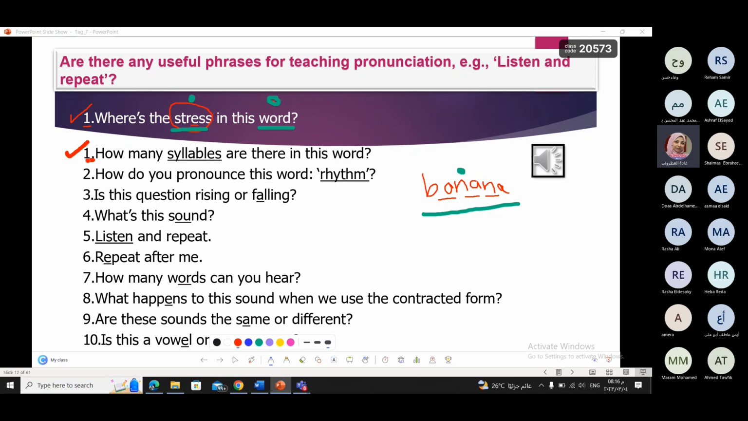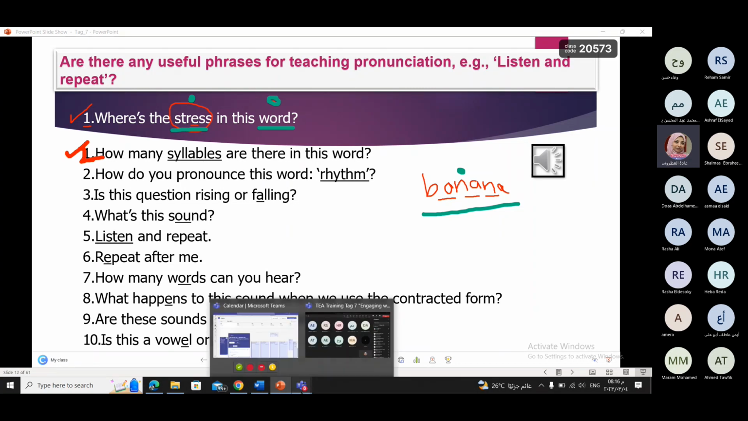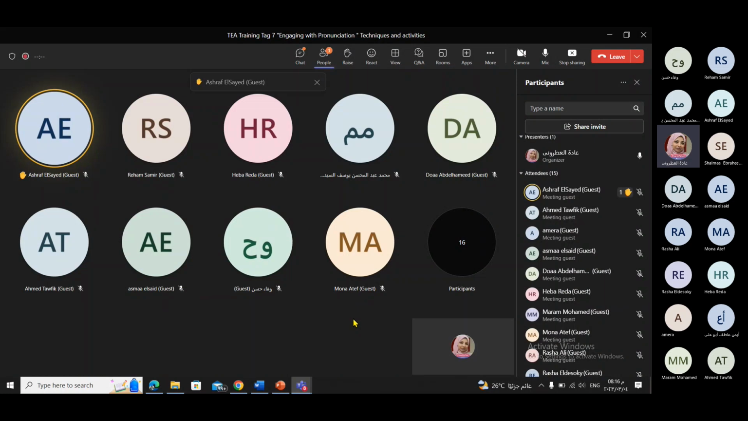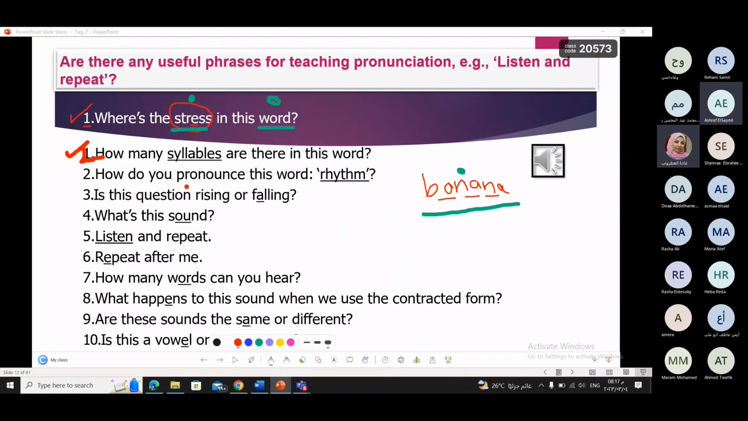What about number 2? How many syllables are there in this word? The word syllables. How many syllables? How many parts? Can you tell me? Yes, Mr. Ashraf, you are raising your hand. Three syllables. Excellent. Thank you.